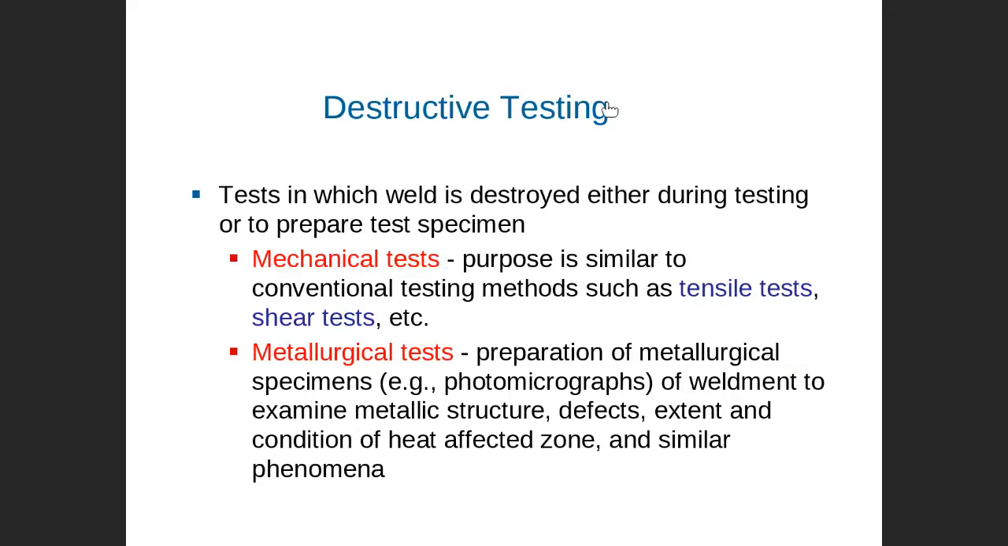Next, we have destructive testing. Destructive means we are going to destroy the weld joint in order to do what we call mechanical testing or metallurgical testing. Mechanical testing, like a tensile test. When you do a tensile test, you destroy the weld joint, and fracture happens. Metallurgical testing also, you need to cut to get the cross section. You need to cut the material so you can see it under a microscope, and you can put it under different types of microscope.